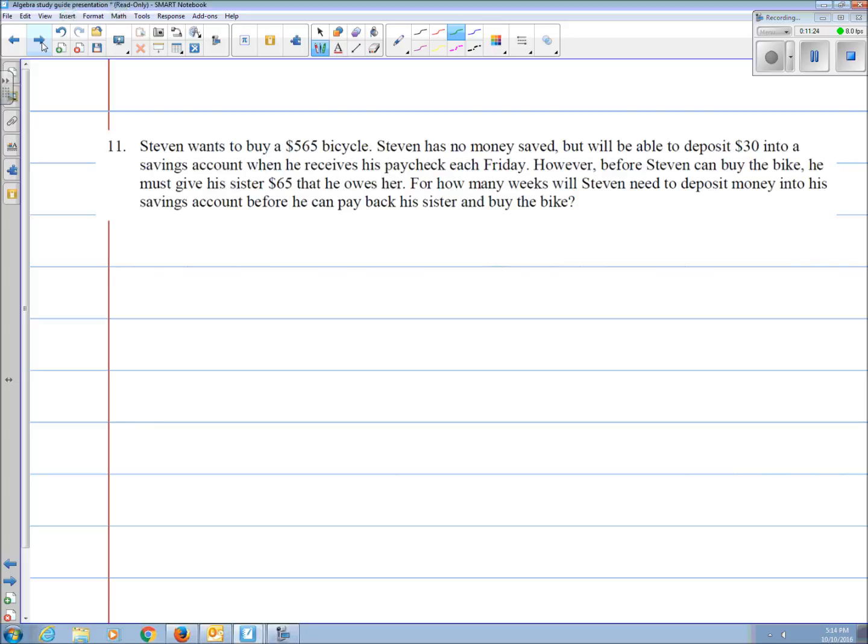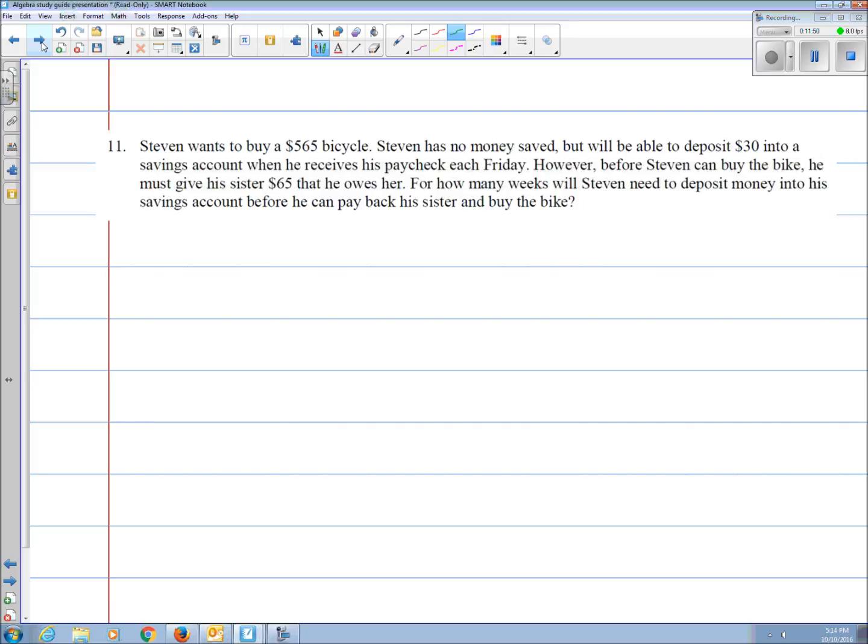Number 11, Stephen wants to buy a $565 bicycle. Stephen has no money saved, but he will be able to deposit $30 into his savings account when he receives his paycheck each Friday. However, before Stephen can buy the bike, he must give his sister $65 that he owes her. For how many weeks will Stephen need to deposit money into his savings account before he can pay back his sister and buy the bike?